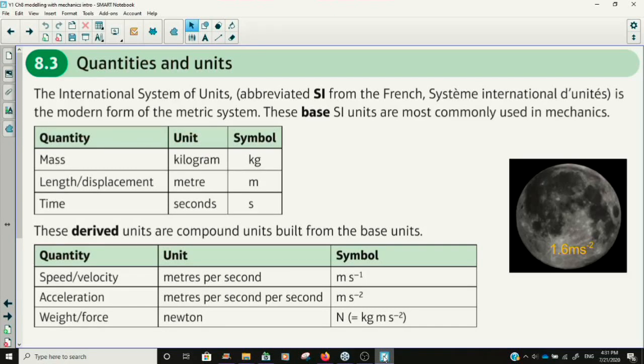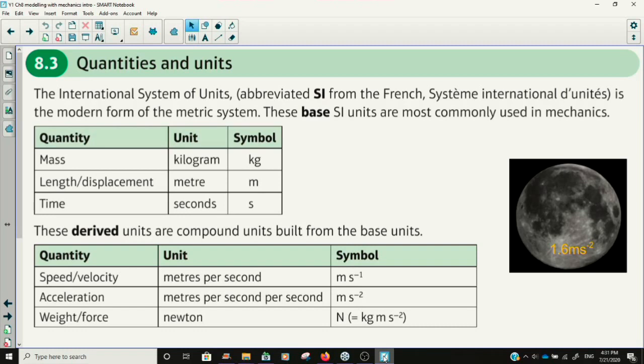Very quick word now about quantities and units. Quantities like mass, length, and time all have to be in the standard international units: kilograms for mass, meters for length, and seconds for time. And you need to be able to convert from, for example, grams to kilograms and kilometers to meters, and so on.